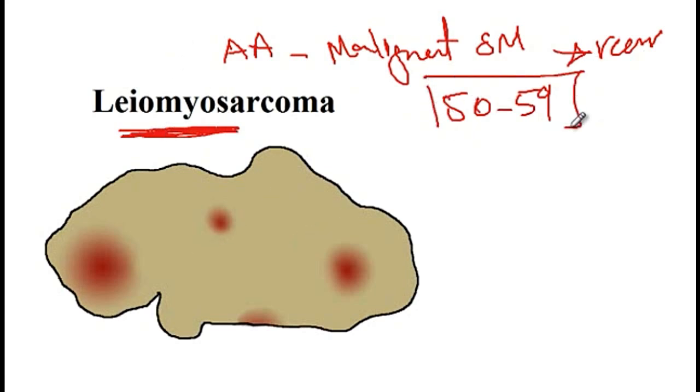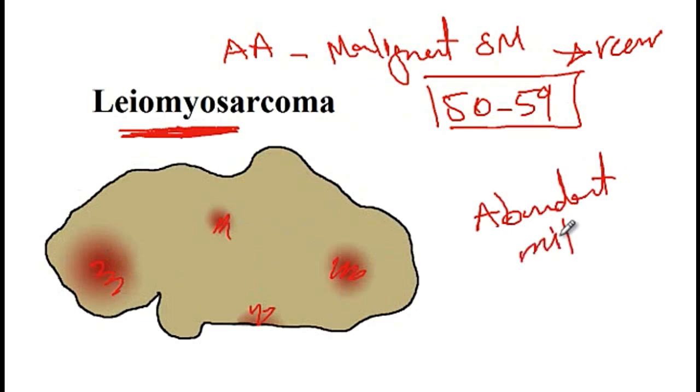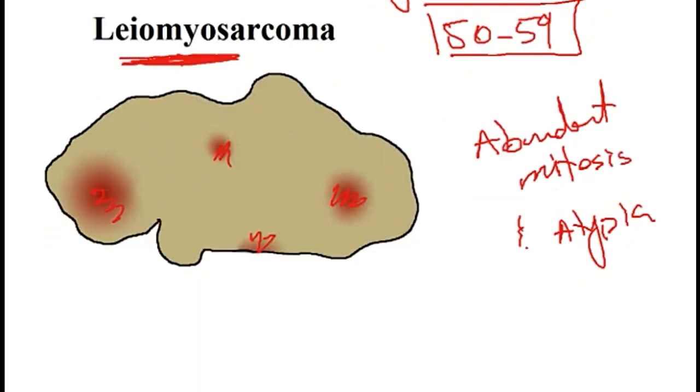So again, given this age range, leiomyosarcoma is usually seen in postmenopausal females, and it's an aggressive malignant tumor with a poor prognosis. It has an irregular shape, as I've shown you here in a schematic drawing, and there are usually areas of coagulative necrosis seen in the tumor with abundant mitosis and atypia on histology. Next, we have the endometrial carcinoma.